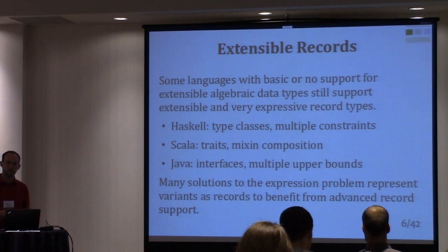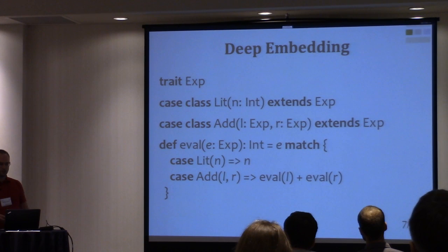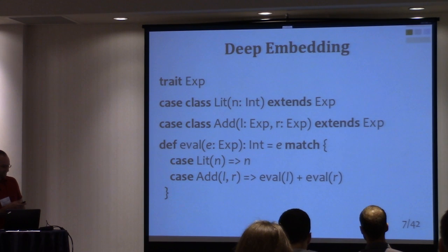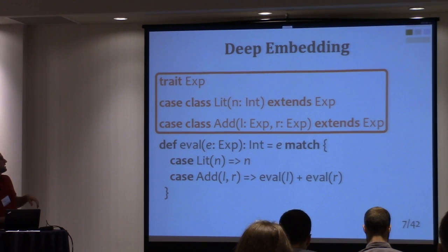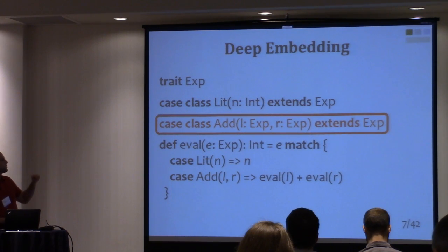Well, let's look at this encoding a bit more. So the goal is to implement tree-shaped data using records. And to understand how that works, we first look at deep embedding. So deep embedding is a glorified name for just using tree-shaped data. In this case, we have an algebraic data type in Scala. We have a type for expressions, and then we have two constructors, one for literals, which are just an integer, and one for addition nodes, which have two children. So this is a very simple language which can express addition of numbers.